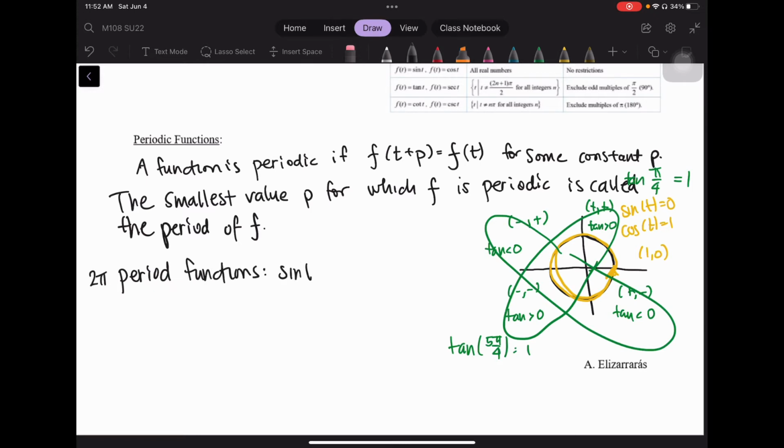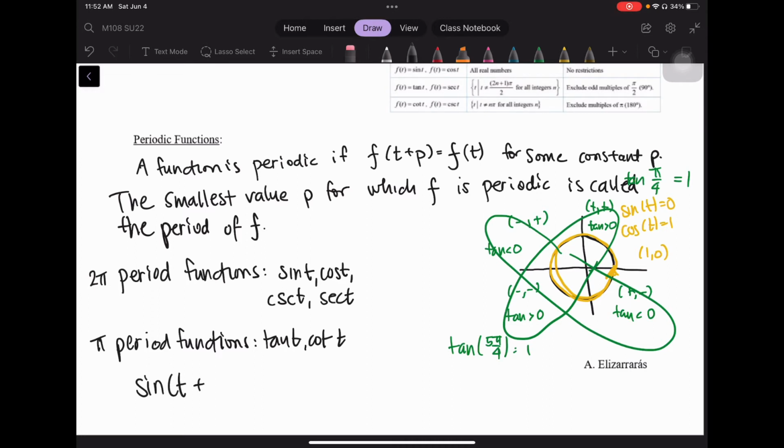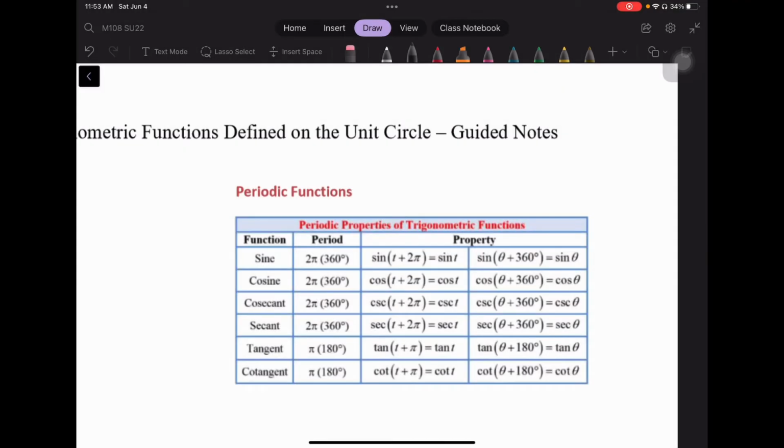So the 2 pi period functions are sine, cosine, cosecant, and secant. The pi period functions are tangent and cotangent. And what that means is I could take the sine of t plus 2 pi, and that's going to equal the sine of t. So sine is 2 pi periodic, that's 360 degrees. And so the sine of 2 pi plus t is the same thing as sine of t, or the sine of theta plus 360 is equal to the sine of theta.